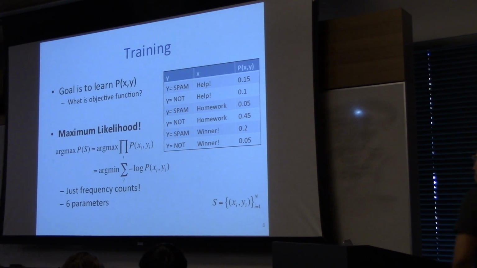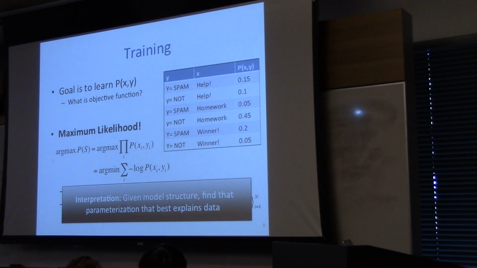And it turns out, for this type of model, that the solution, and I'll show you the derivation in a couple slides, is just based on frequency counts in the training data. And in this particular case, in this simple example, there are exactly 6 parameters. If I exhaustively enumerate all the XY combinations, there are exactly 6 parameters. So the goal of this learning problem is to learn 6 parameters.